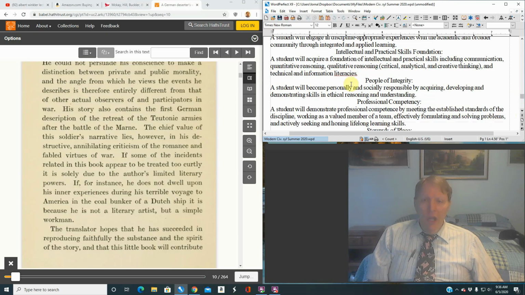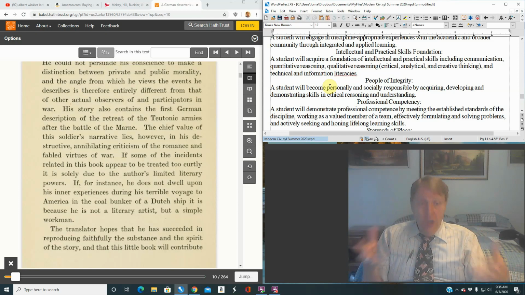People of integrity: a student will become personally and socially responsible by acquiring, developing, and demonstrating skills in ethical reasoning and understanding. I hope to be able to bring to your thought process the discussion of ethical issues, which I will discuss somewhat. There is a function which I'm going to talk about in the very first lecture of this class, where I think there is an ethic which we can learn from by examining what's gone on in the past.